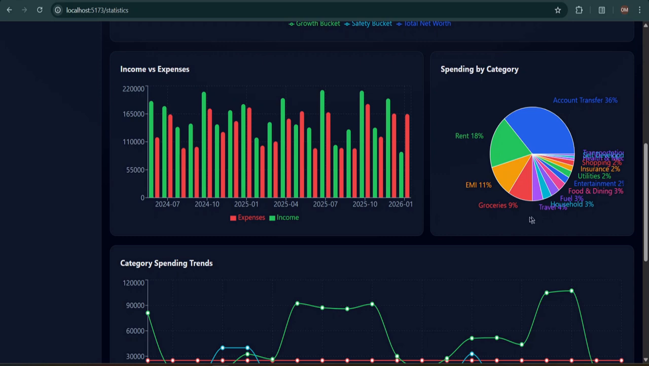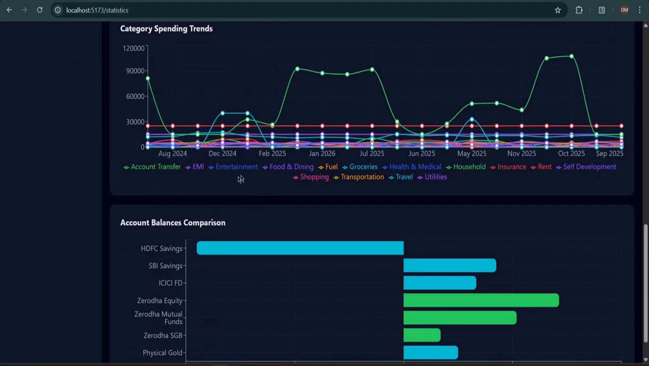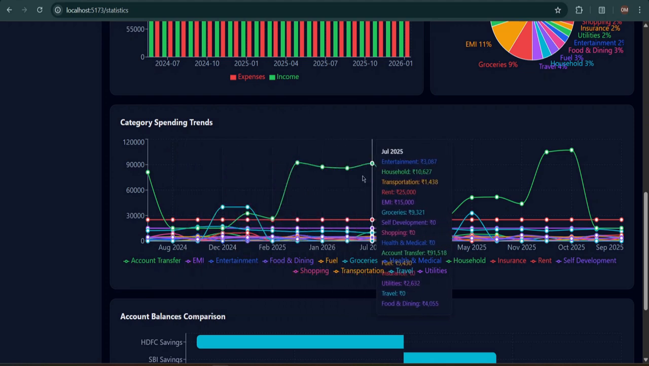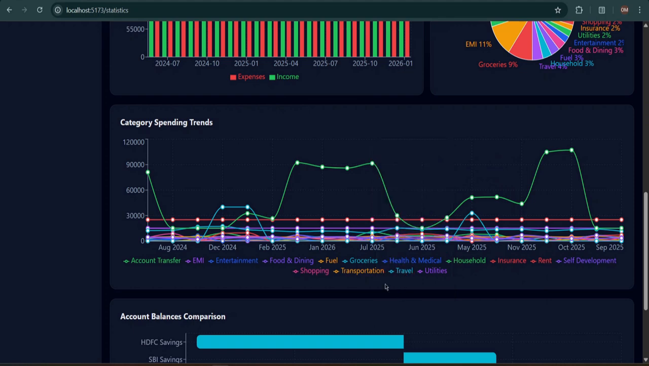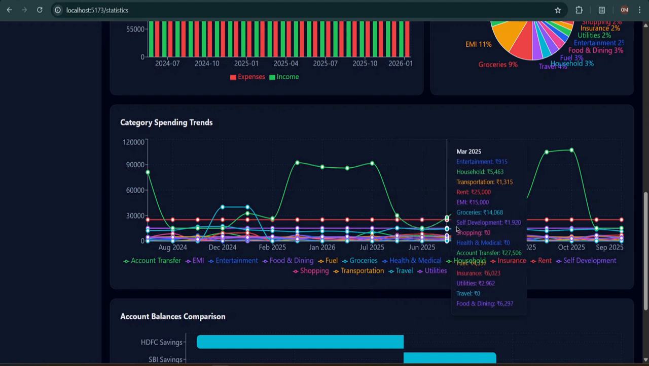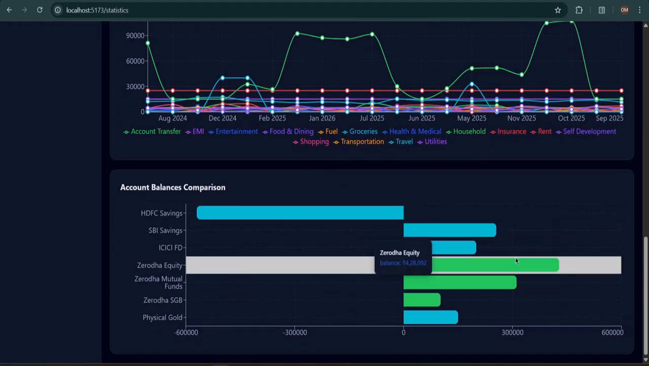Fast food, dining, entertainment, groceries, EMIs, rent, and account transfers would naturally be one because we have kept separate accounts for separate types of expenses. Insurance, shopping, you can see everything is here. Account transfer, the spend category trends. We can see the top spend category is household, which is very common, and we can also see the lowest one usually comes out to be health expenses. That is on the good side. And these are the account comparisons.